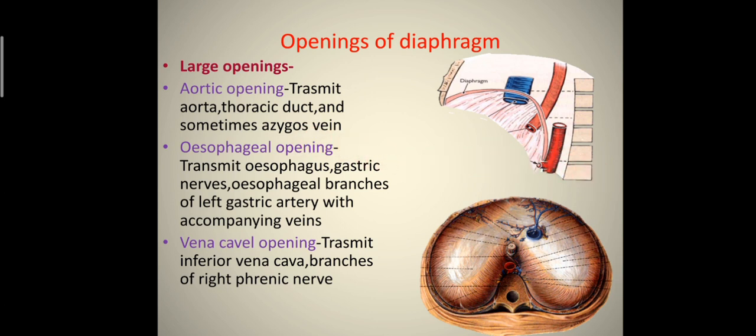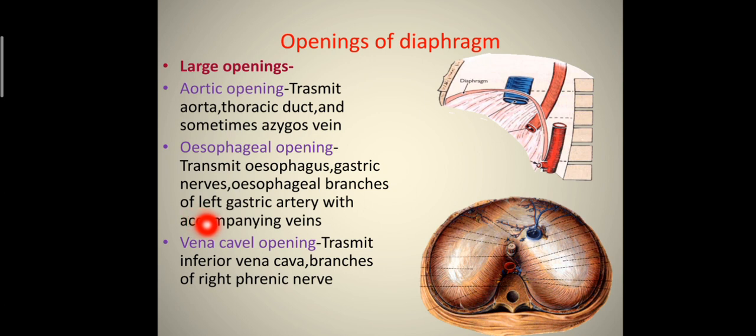Esophageal opening, this one is the esophageal opening. The esophageal opening is a muscular opening, and through this opening the gastric nerves and the esophageal branch of the left gastric artery pass. This opening lies at the T10 vertebral level.